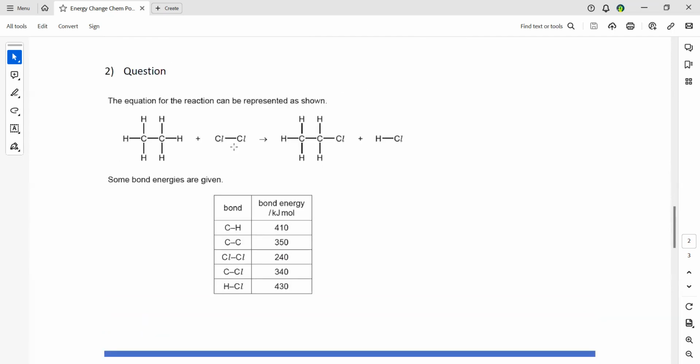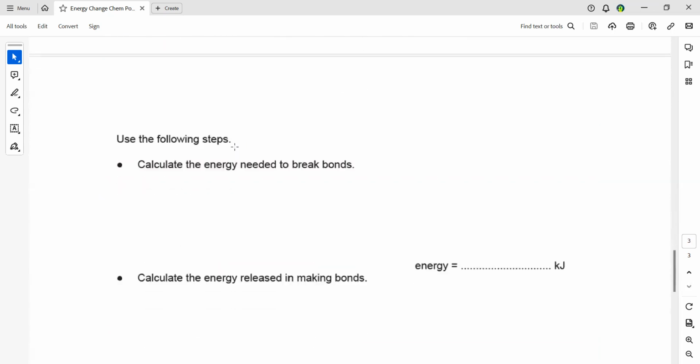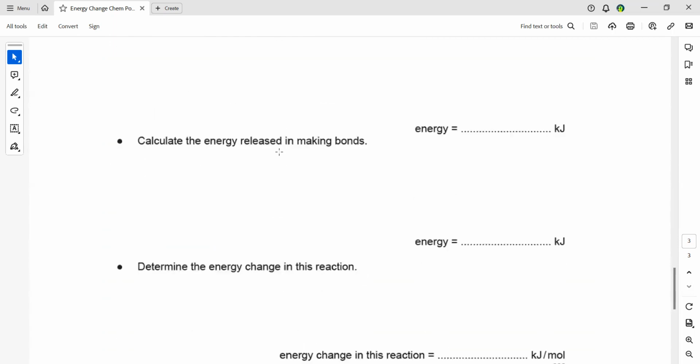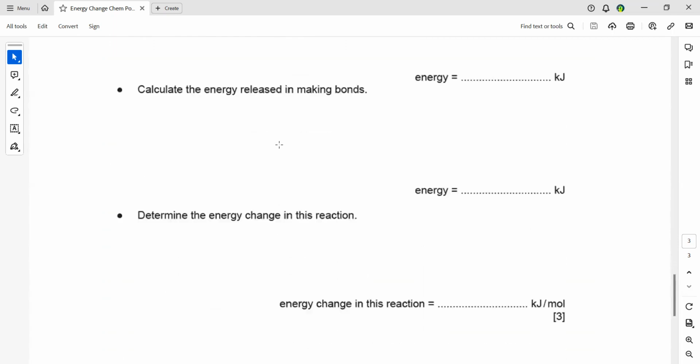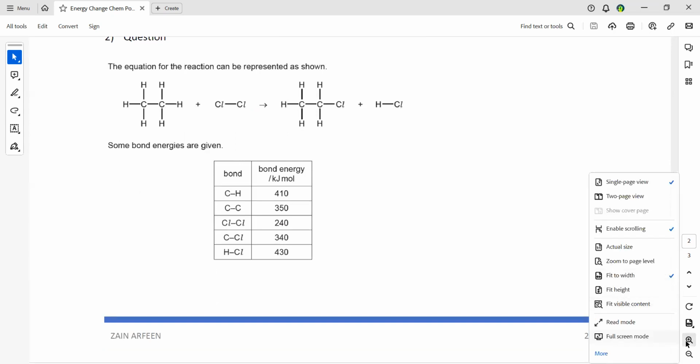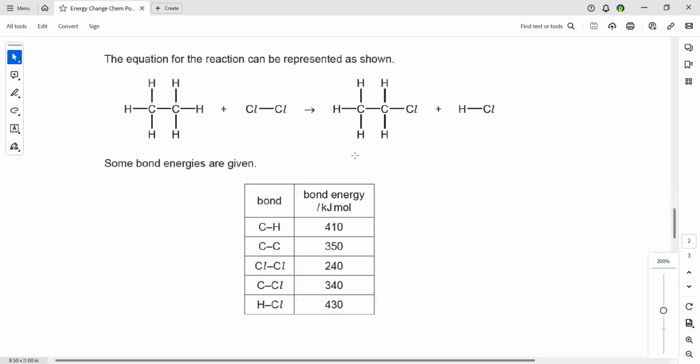In question two, the bonds are given and the bond energies are also there. We have to calculate how much energy we need to break the bond and how much energy is released when the bonds are formed. And we have to determine the energy change. So you have to identify reactant side is a bond breaking side. The product side is a bond forming side.